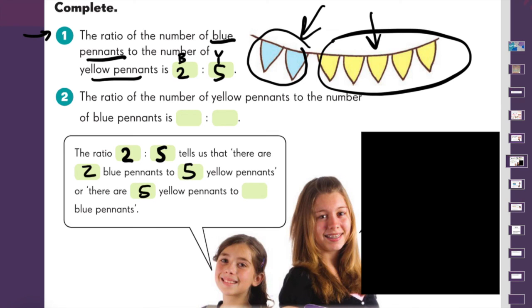Fill in our blanks, and we can see that there are 5 yellow pennants to 2 blue pennants. Okay, I'm going to let you try number 2.